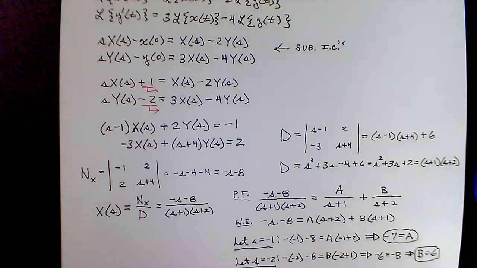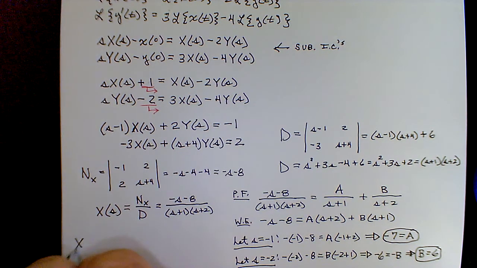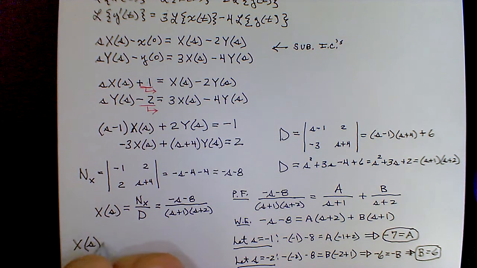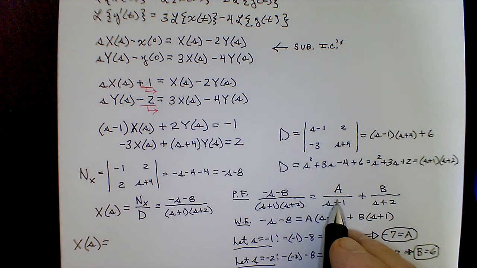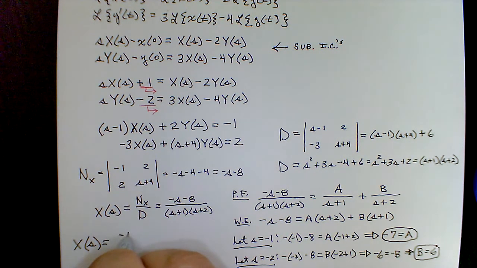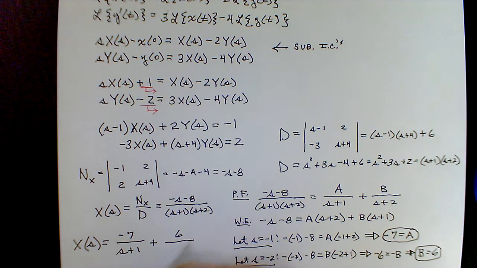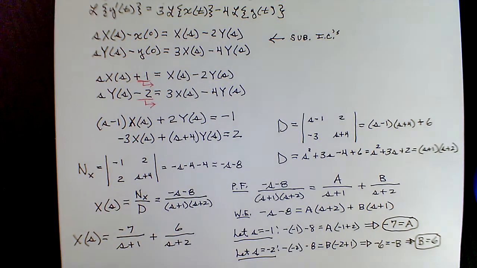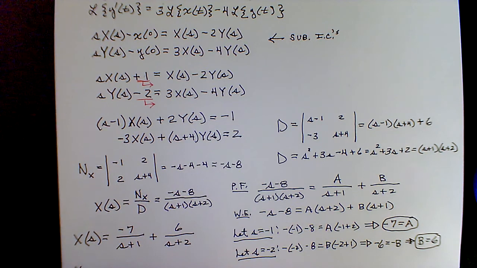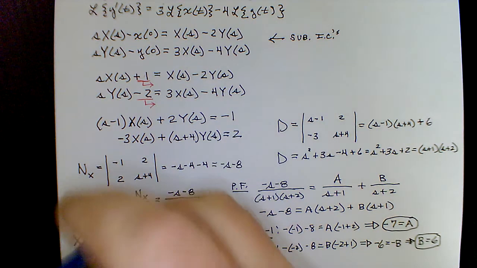Okay, so now X of s is, in the partial fraction decomposition, A, which was negative 7, over s plus 1, plus B, which is 6, over s plus 2. And now for x of t. Okay, so that's lowercase x of t.